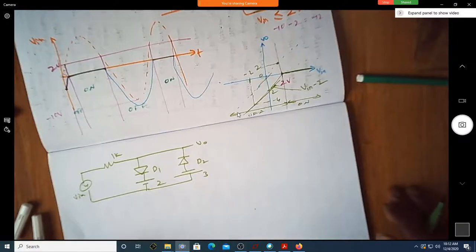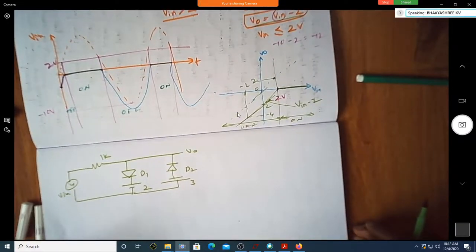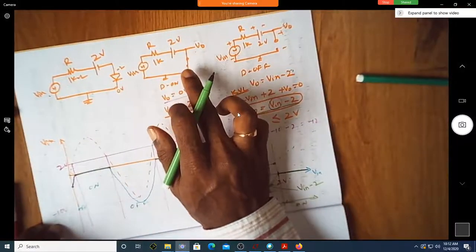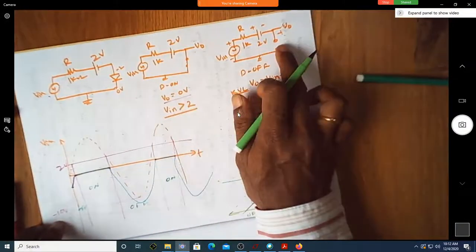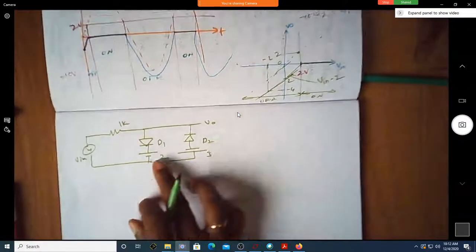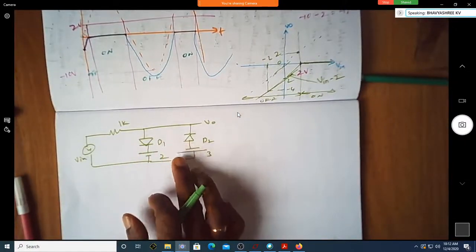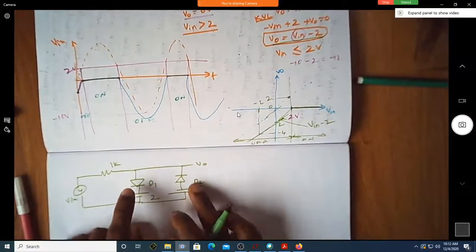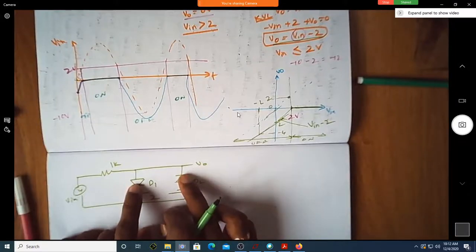Now, can you see, when you had only one diode, we could write two combinations: diode on, diode off. Correct? Yes, sir. Now the condition here is you have two diodes. So how many combinations do you think there are? Is there any possibility that both the diodes can be turned on simultaneously?